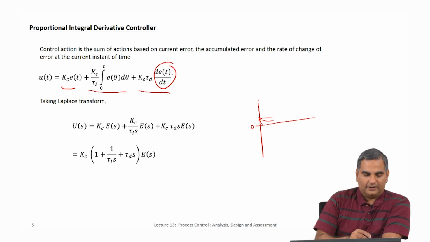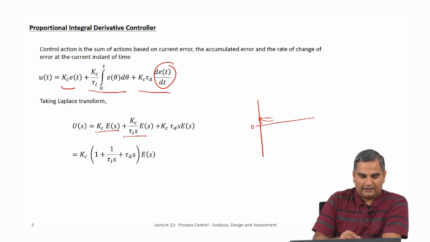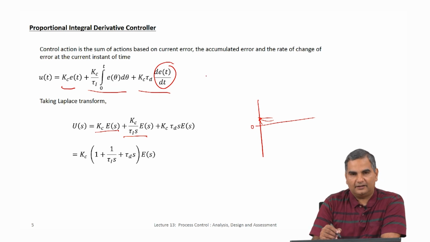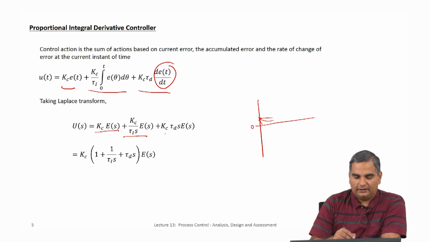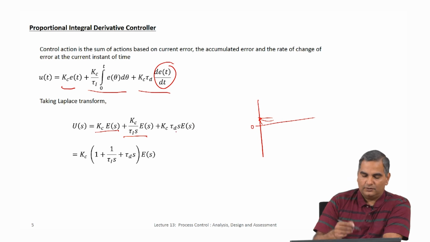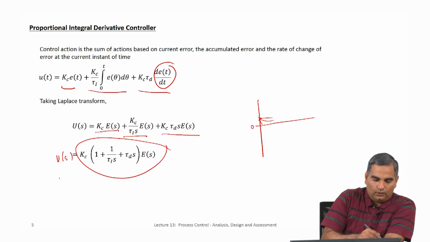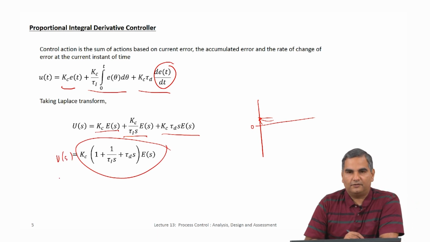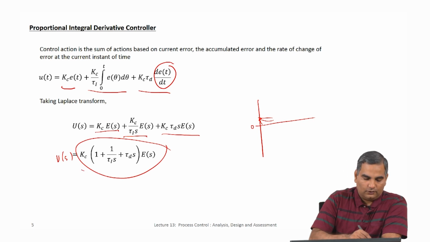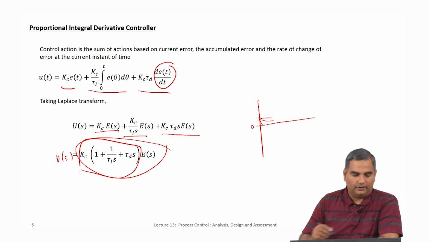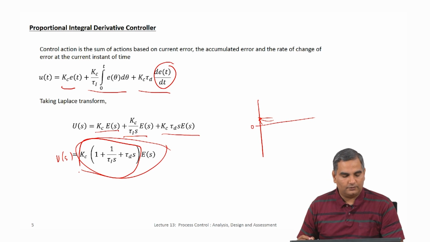Now, if you do the Laplace transform of this, the first term is Kc E(s), the second term we did in the last slide. This you also know, if you assume that the error is initially 0, and then this is Kc tau_d s E(s), which is also something we have seen, and if you simplify this, you will get this equation. And again, since I have U(s) is some controller function times E(s), the controller function is the following here. So, Kc times 1 plus 1 over tau_I s plus tau_d s.